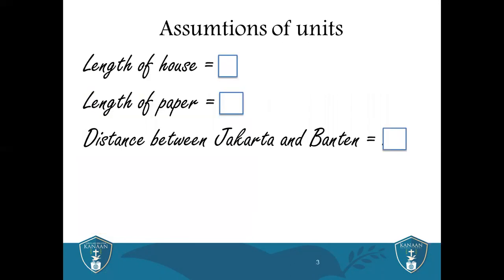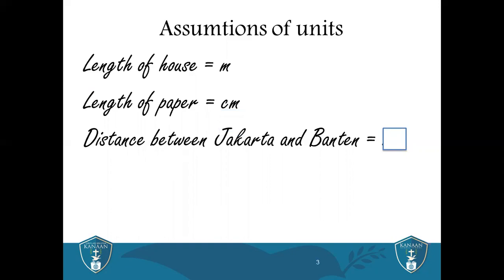Okay, assumptions of units. Now, we all know about units, we know numbers. If you were given a choice of 10 meters, something in centimeters, and something in kilometers, what would your assumption be for each of these? We obviously know that the length of a house will surely be in meters, as the normal size of a house is in meters. No house is greater than that, rarely. Length of paper, standardized A4 paper, is measured in centimeters.